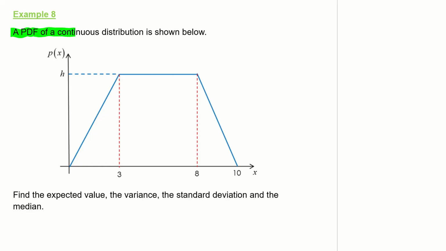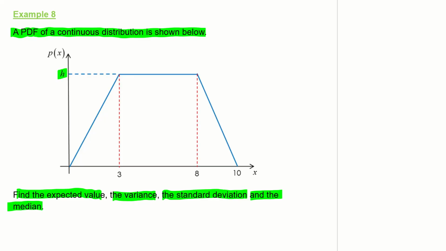A PDF of a continuous distribution is shown below. Find the expected value, the variance, the standard deviation, and the median. And the first thing we need to do is find the value of h. We know the total area of this trapezium needs to be 1.